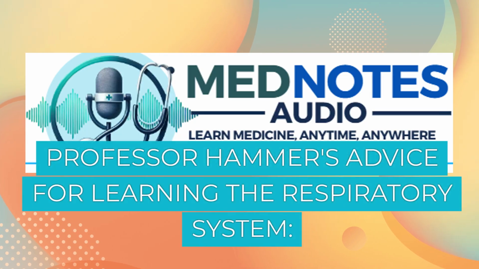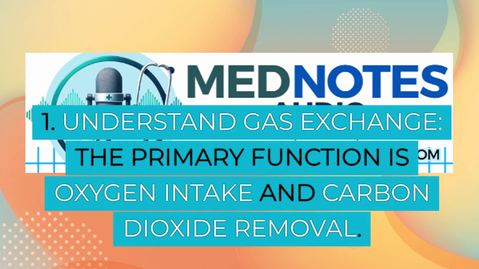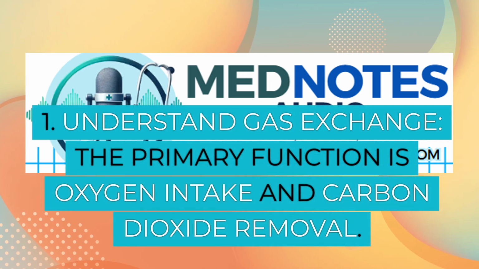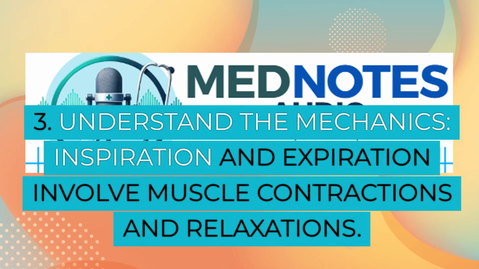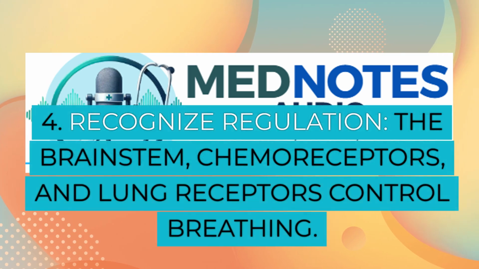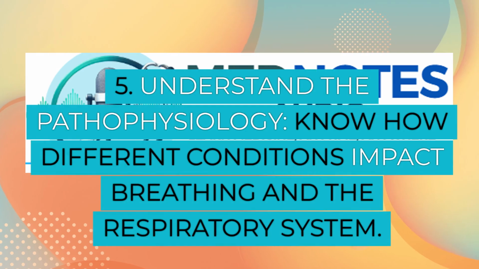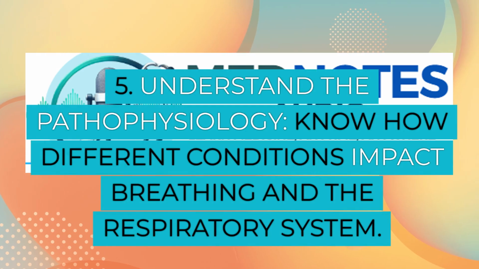Professor Hammer's advice for learning the respiratory system. 1. Understand gas exchange. The primary function is oxygen intake and carbon dioxide removal. 2. Know the key structures. Airways, lungs, pleura, and respiratory muscles are the important components. 3. Understand the mechanics. Inspiration and expiration involve muscle contractions and relaxations. 4. Recognize regulation. The brainstem, chemoreceptors, and lung receptors control breathing. 5. Understand the pathophysiology. Know how different conditions impact breathing and the respiratory system.